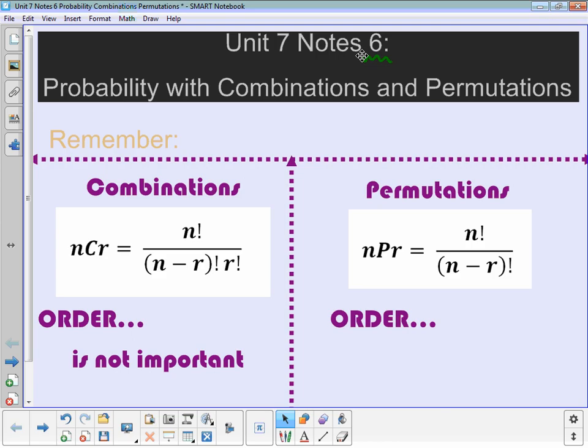Permutations, on the other hand, the formula is n factorial over n minus r factorial. Here, order is important. This is when we're ranking things like first, second, third, or in order of how we like something, or anytime it says arrangement or line them up, put them in a line. That's a different order, okay? So that would be permutations. Now we're going to use combinations and permutations to find some probabilities today.